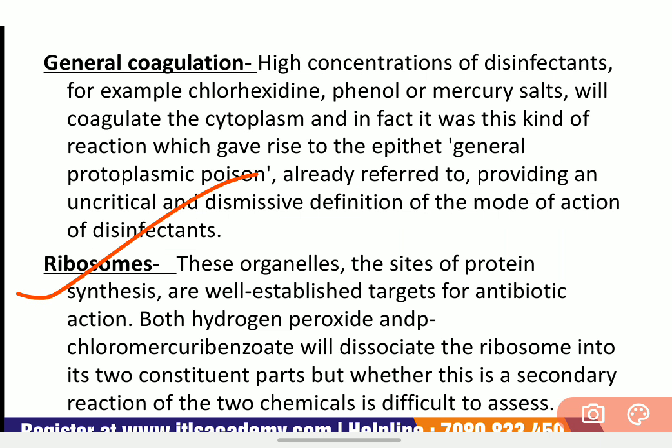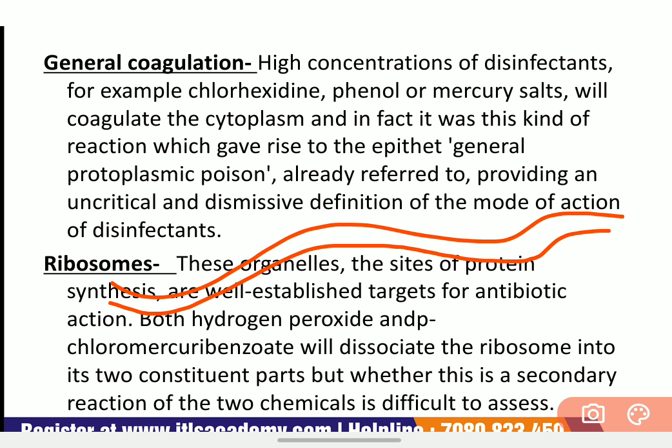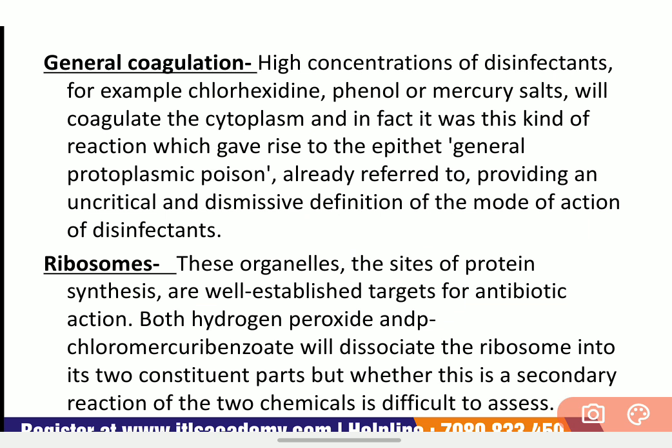Ribosomes. These organelles are the sites of protein synthesis. As we know, protein synthesis is carried out by the ribosomes. These are responsible for the synthesis of protein, because in the process of translation, ribosomal subunits bind to the mRNA and allow codons to pair with anticodons, and finally the synthesis of proteins occurs. So these are the site of protein synthesis.